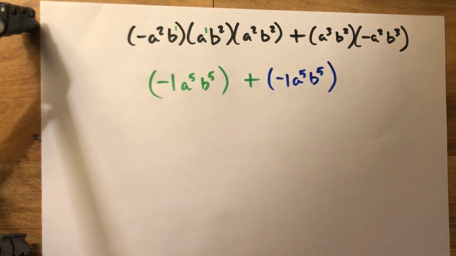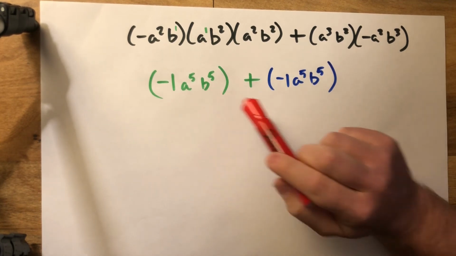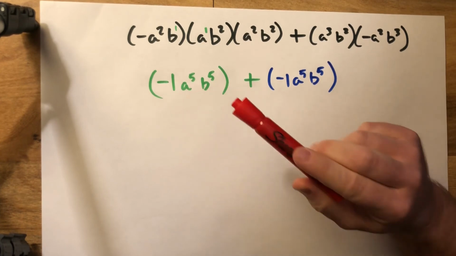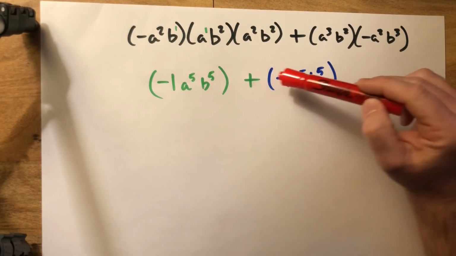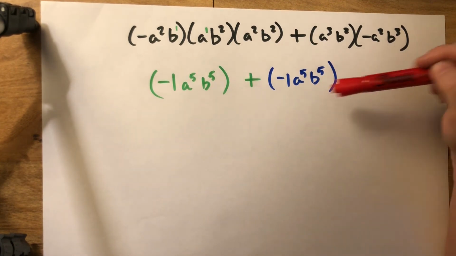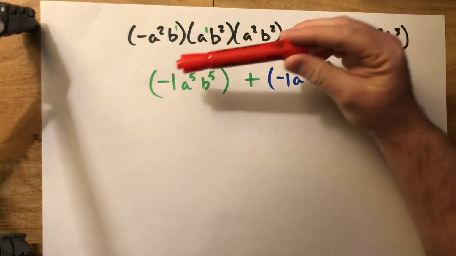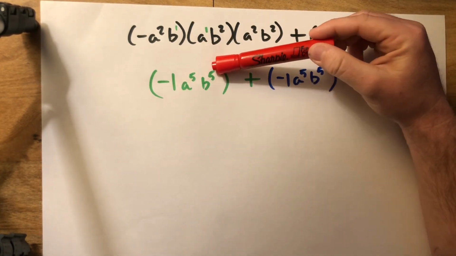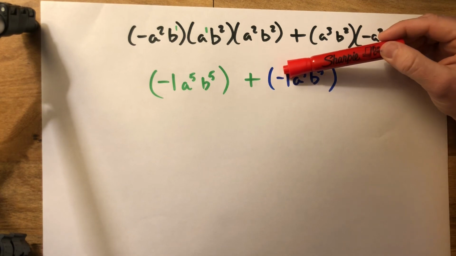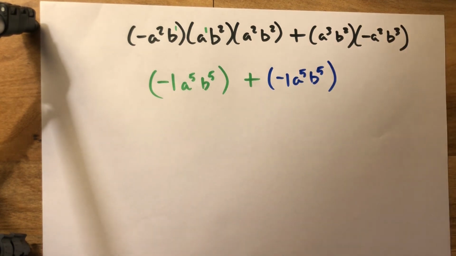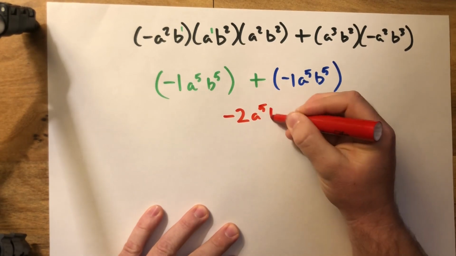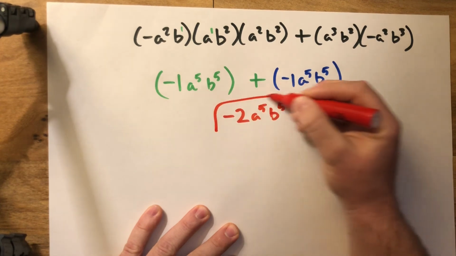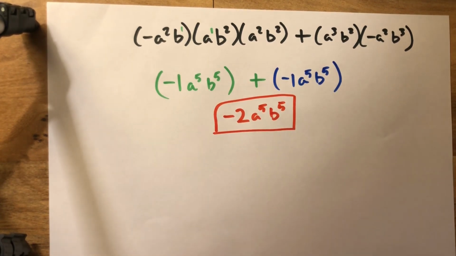Now, by doing both of those simplifications, I now have like terms. Remember, like terms are the same variable raised to the same power. A to the fifth, b to the fifth, a to the fifth, b to the fifth. They have to match exactly, and in turn, these do. So if I have negative 1, a to the fifth, b to the fifth, plus another negative 1, a to the fifth, b to the fifth, we actually have negative 2, a to the fifth, b to the fifth. And that's going to be our simplified answer.